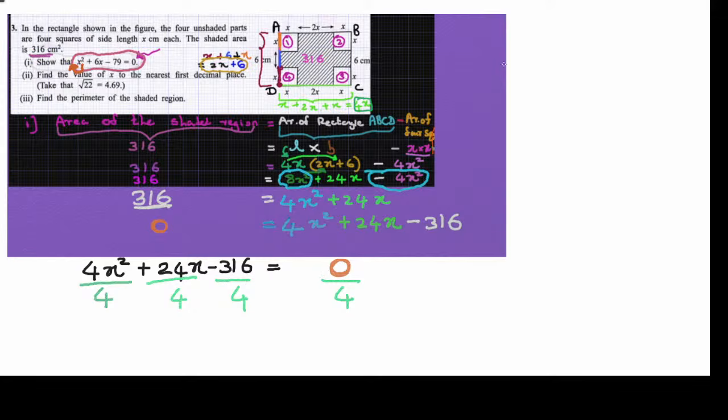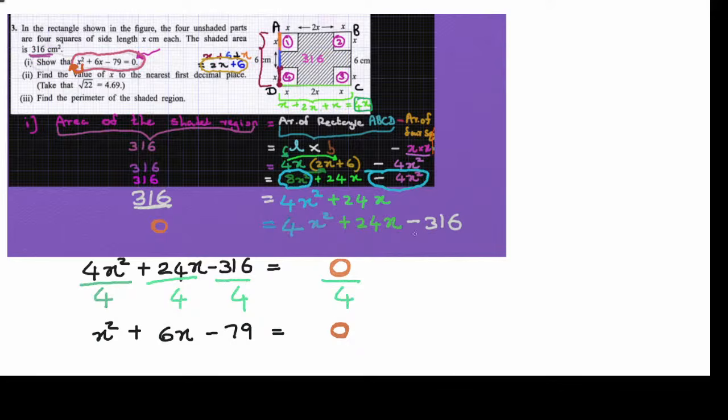So let's see what happens. 4 divided by 4 is 1. It's 1x squared, which means simply x squared. You don't have to write the 1. What's 24 divided by 4? It is 6x. Minus, and what is 316 divided by 4? It is 79. And what is 0 divided by 4? Whenever you divide 0 by something, you always get 0. So 0 divided by 4 is 0.